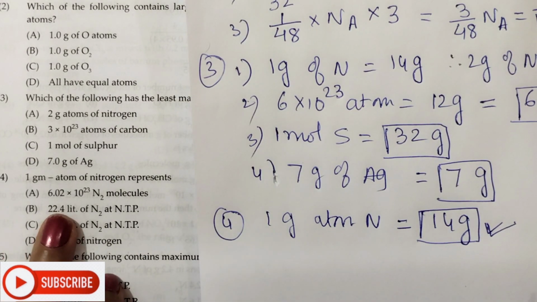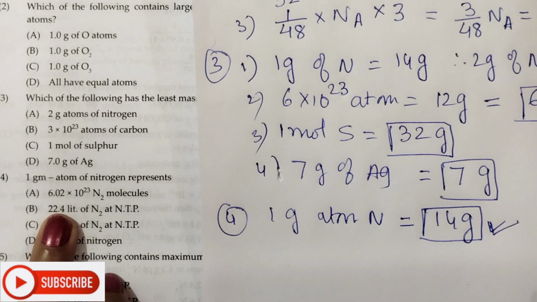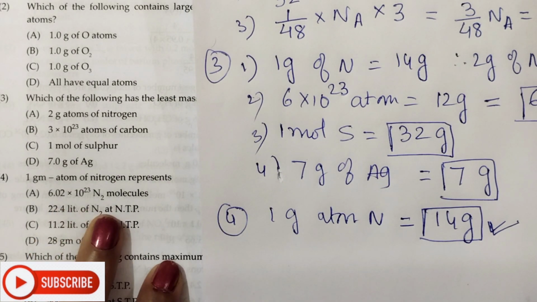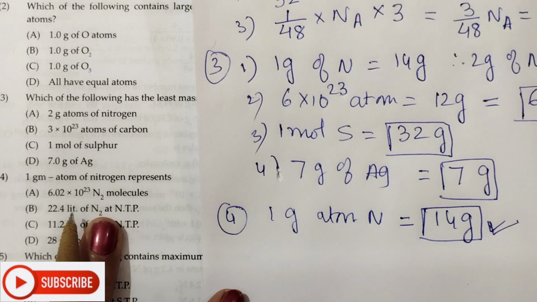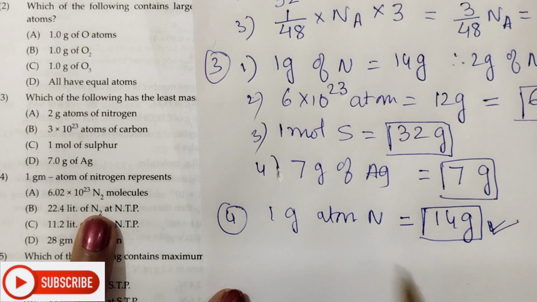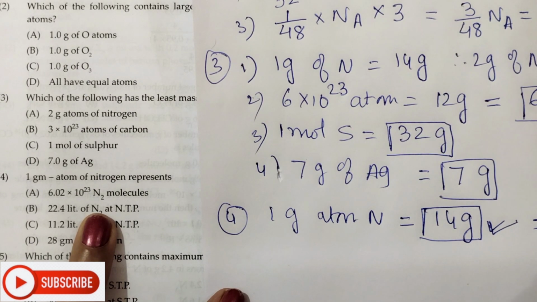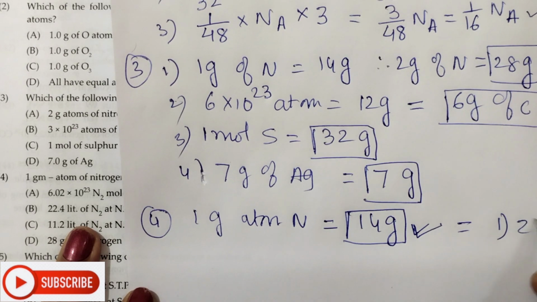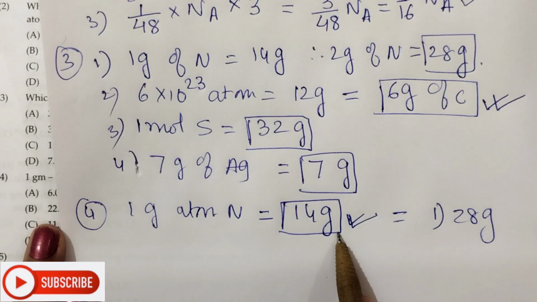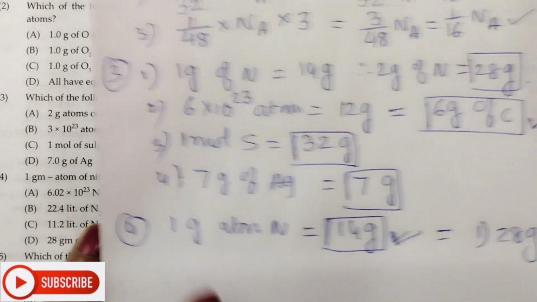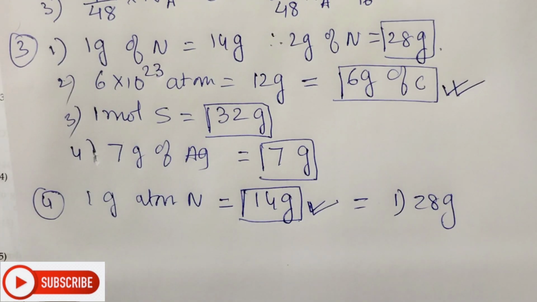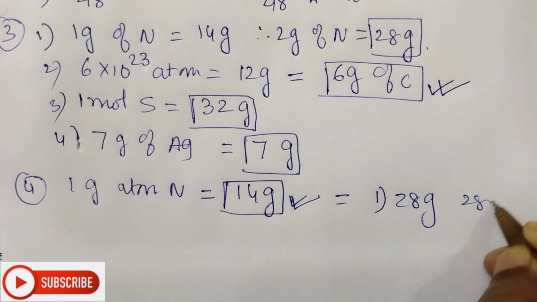So see the first option, 6.02 into 10 raised to 23 nitrogen molecule. If they are having Avogadro number of the molecules and the molecule is N2, means it is 28 gram, right students? So the first will be with 28 gram. How much I want is 14 gram. See the second option, 22.4 liter of nitrogen. If the gas is nitrogen, it is occupying 22.4 dm cube, means again it is 28 gram.